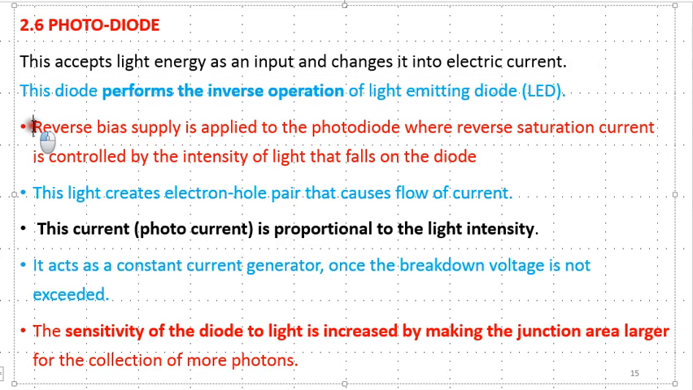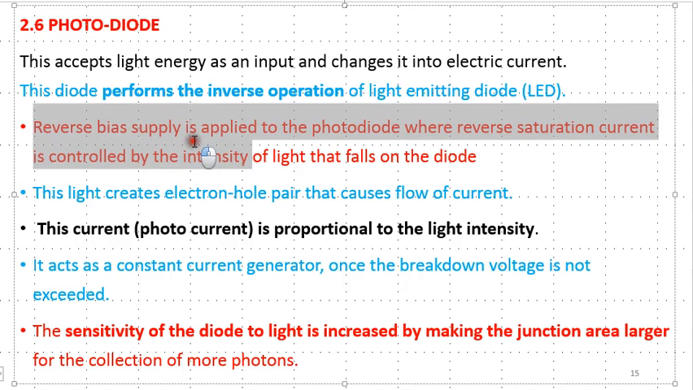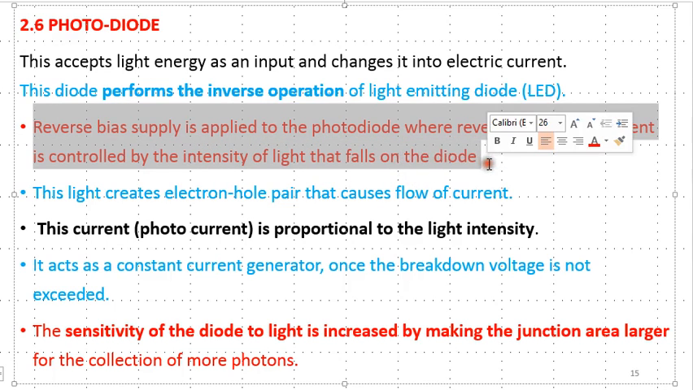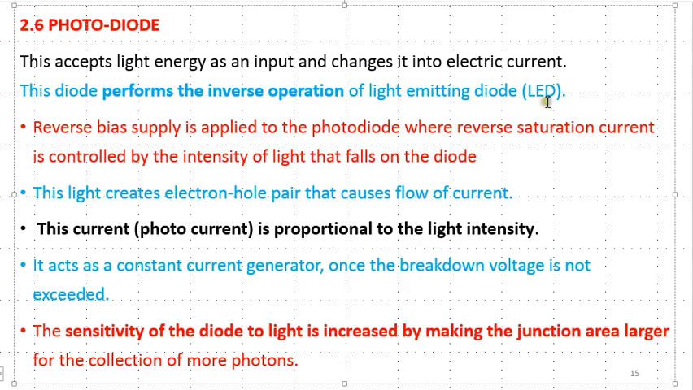And for you to operate it, you have to make sure that you reverse bias it, because if it is forward biased, it will just be operating as any ordinary diode. Therefore, we have to reverse bias it, and we have to take it to a point where our reverse saturation current is controlled by the intensity of the light falling on the diode.